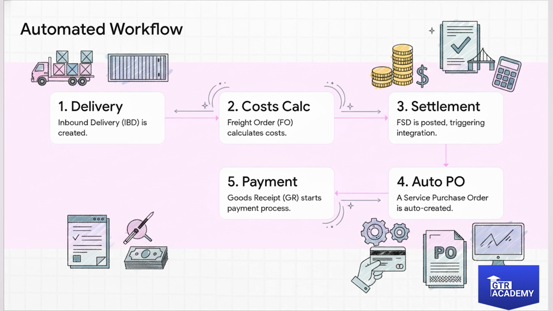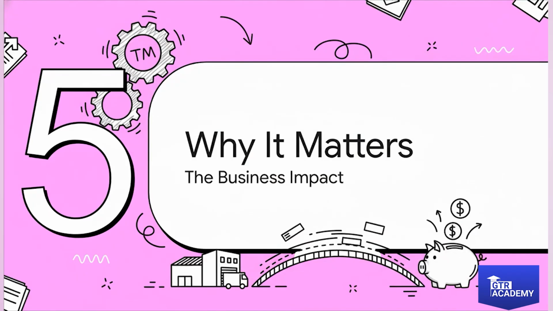And right there, that's the magic moment. Posting the FSD is the button that sends all the data flying across our bridge. And instantly, the MM system automatically generates a service purchase order. A goods receipt is then posted against that PO, which confirms the service was delivered and kicks off the payment process to the carrier. All of that with zero manual PO creation. It's pretty incredible. So, that's the how.